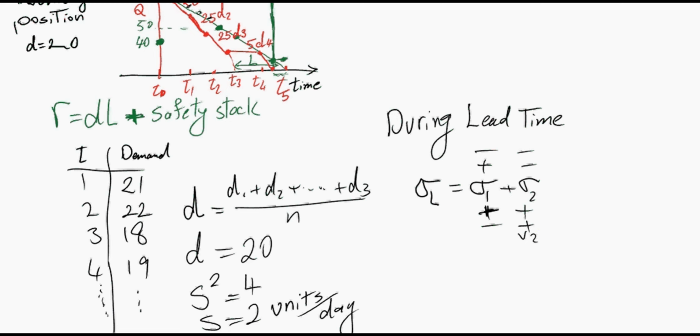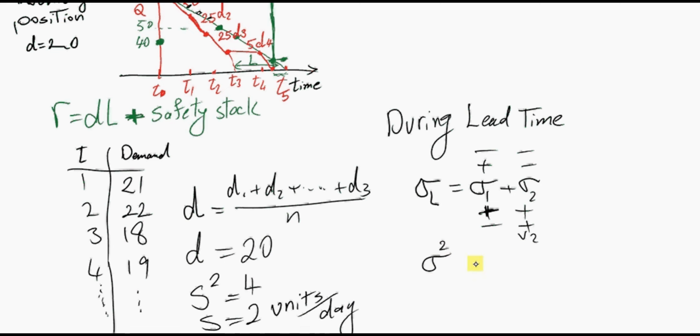Let's assume that this is the variation of one demand and this is the variation of another demand, independent of that one. So the total variation will be calculated like that. This is what we want, we know how to calculate. We have to find the variance.